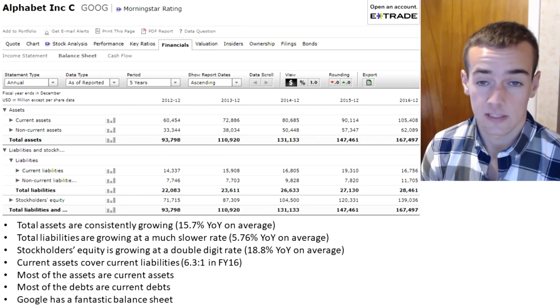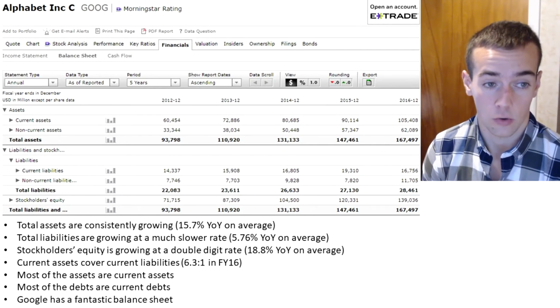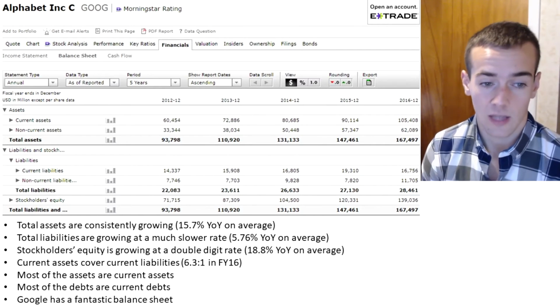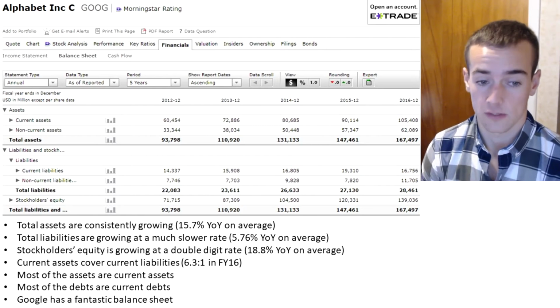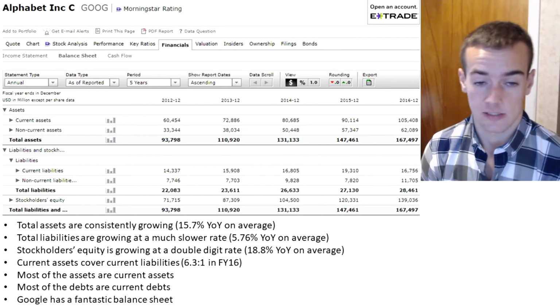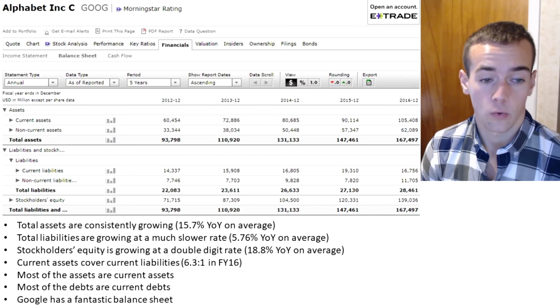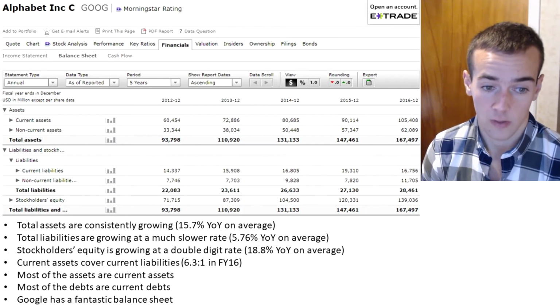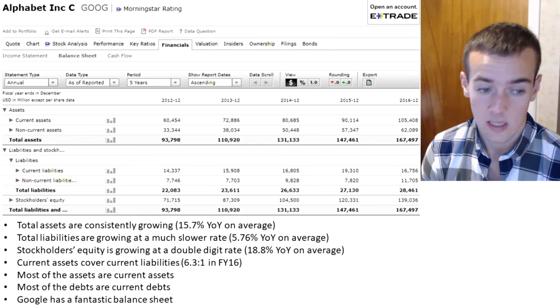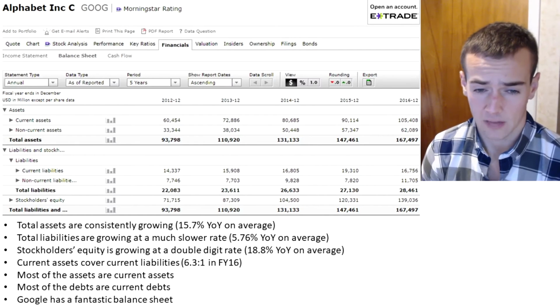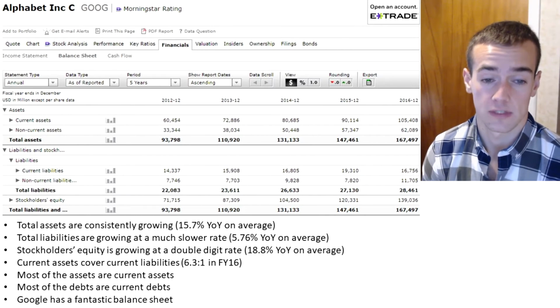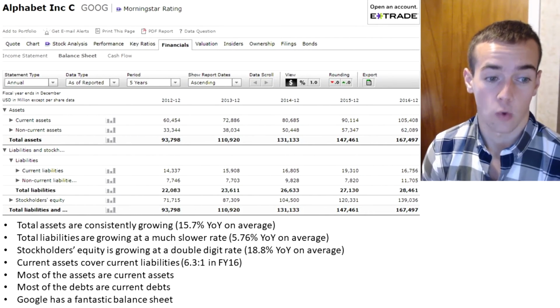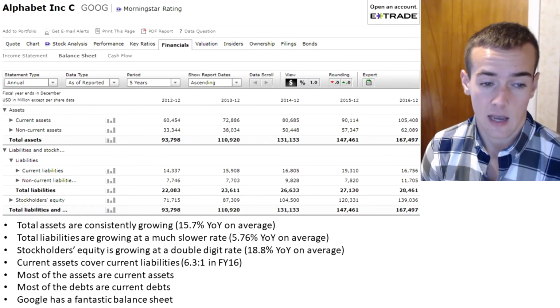So as you can see, one of the first things I look for is, are total assets growing? Total assets are growing consistently, at a 15.7% year-over-year return on average, and what I look for is a double-digit return, so that checks that off on my box. Then we look at total liabilities to see if they are growing, and they are growing at a much slower rate. Total liabilities are growing at 5.76% year over year on average versus the 15.7% growth for the total assets.